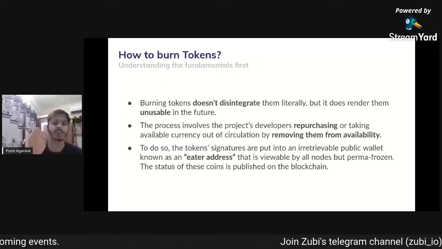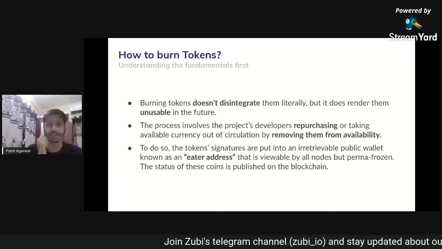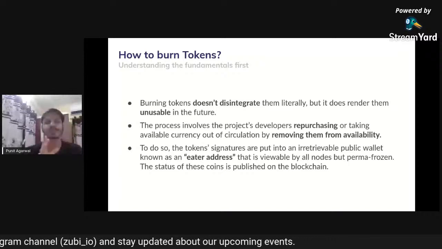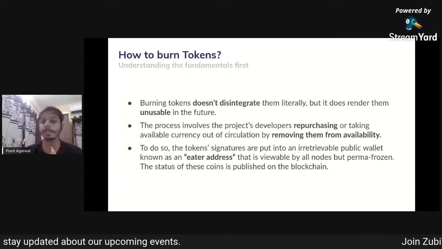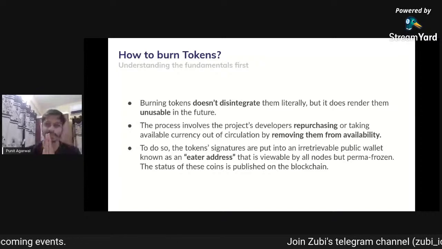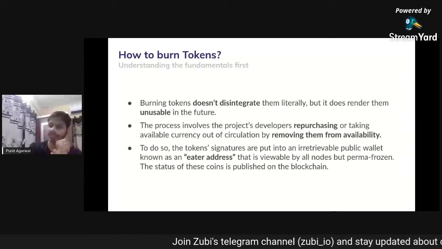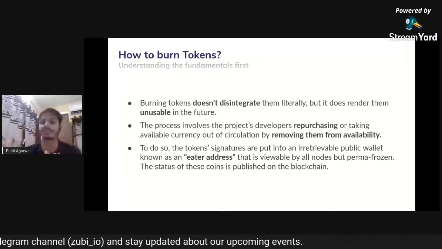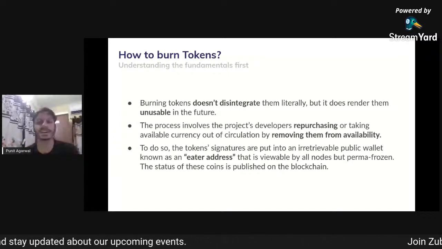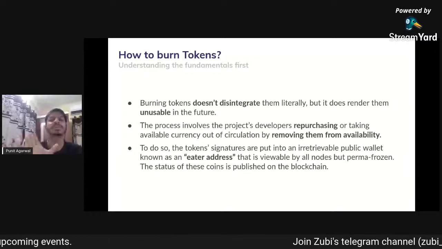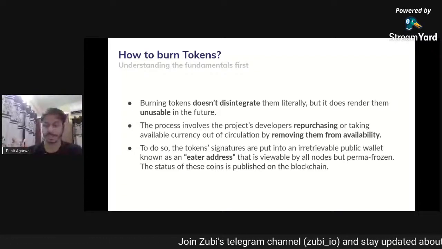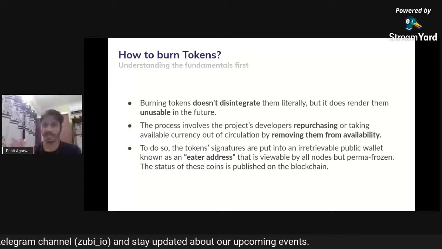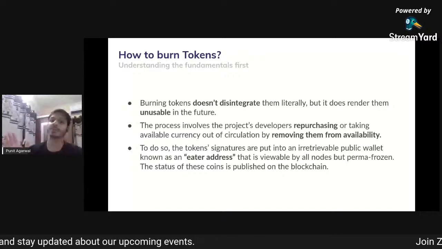If I burn a 10 rupees note, I cannot get it back. Hence it is called burned. So how this happens is, let's say I burn some tokens. The amount that I want to burn will move into an irretrievable wallet. This particular wallet is a public wallet, as in this wallet doesn't have any private key. It can only be visible to all of the members.